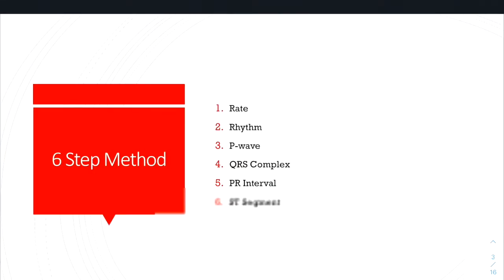So the goal is to have a systematic way to approach ECG. So we're going to use the 6-step method. We'll review that in detail in this video, and then in subsequent videos, we'll be using this as our bread and butter for determining and interpreting ECGs. So these are the 6 steps: rate, rhythm, P waves, QRS complex, PR interval, and the ST segment.